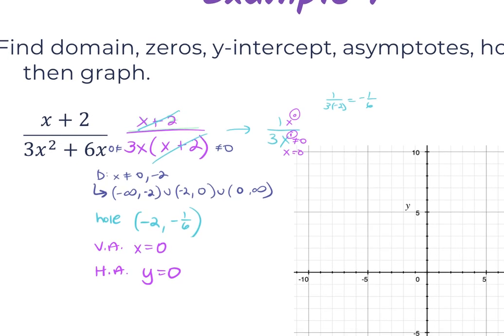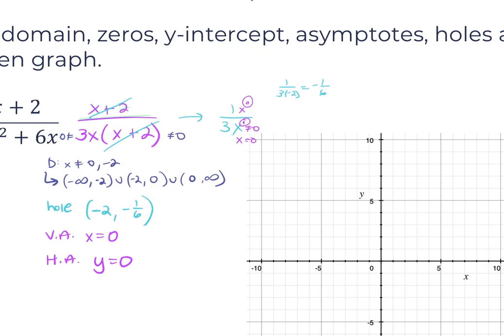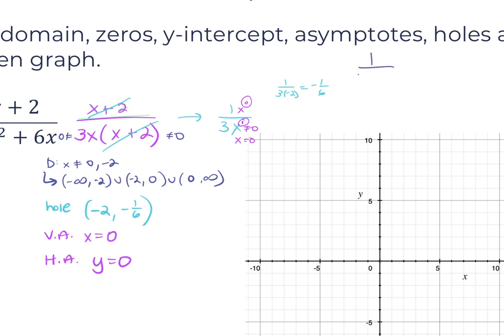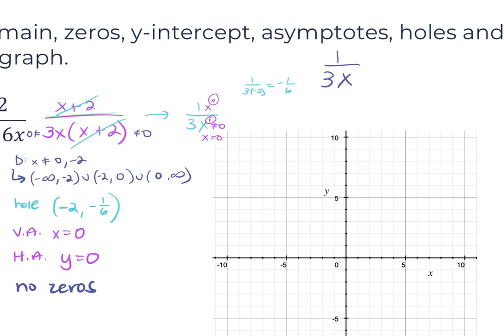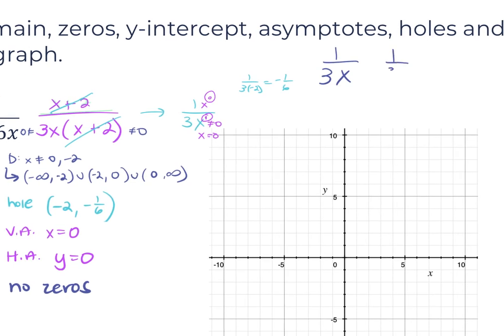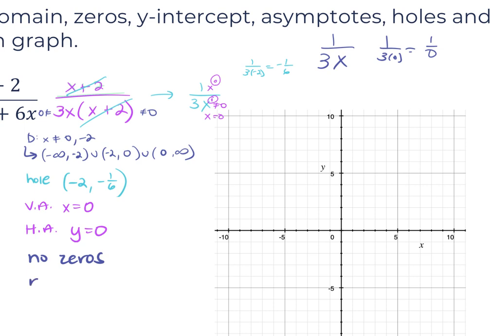Okay. How about the zeros? If I look at 1/3x, is there a 0? No, there are no zeros. How about y-intercept? No. It would be 1/3 times 0, which is 1/0. So, no y-intercept.